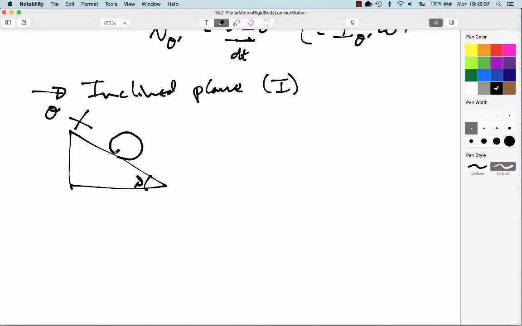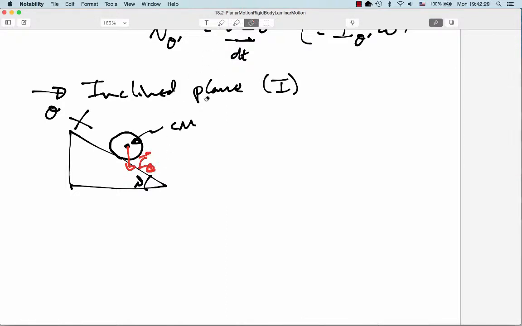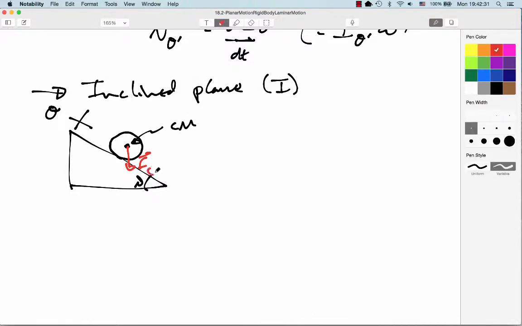And then we'll go ahead and analyze everything about the center of mass. So that's the center of mass right there. So our forces are gravity acting straight down, we'll have a normal force, and there's its point of contact right there. And we'll also have the force exerted by the plane trying to push it back up.